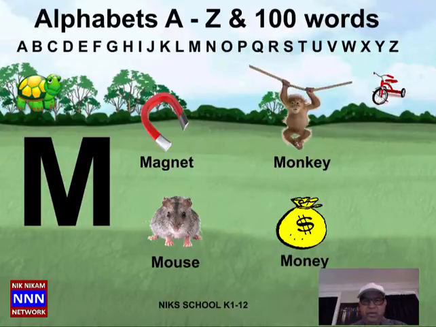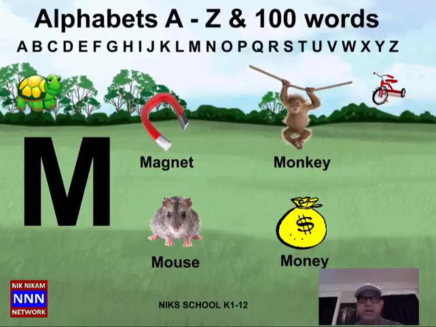We are talking about alphabets A to Z and 100 plus words vocabulary. In the first video, part 1, we talked about alphabets from A to M and we stopped here on M, which is M for magnet, money, mouse and monkey. I should have said monkey.